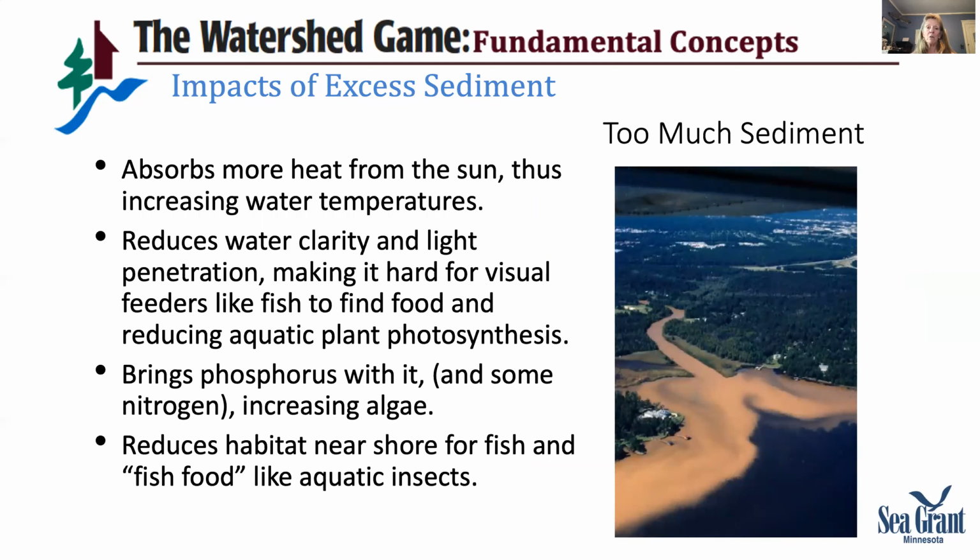When you think about sediment getting into water, this is from the St. Louis River coming into Lake Superior. It's a tributary that just is on clay banks and it erodes like crazy. All that sediment absorbs more heat from the sun and thus can really increase water temperature significantly. It also, as you can tell, reduces water clarity and light penetration. We already sort of mentioned that in the last slide. It also, as we talked about, phosphorus sticks to sediment. It brings phosphorus with it as well as some nitrogen, increasing potential for severe algal blooms. And it reduces habitat near shore. We talked about that a little bit too.